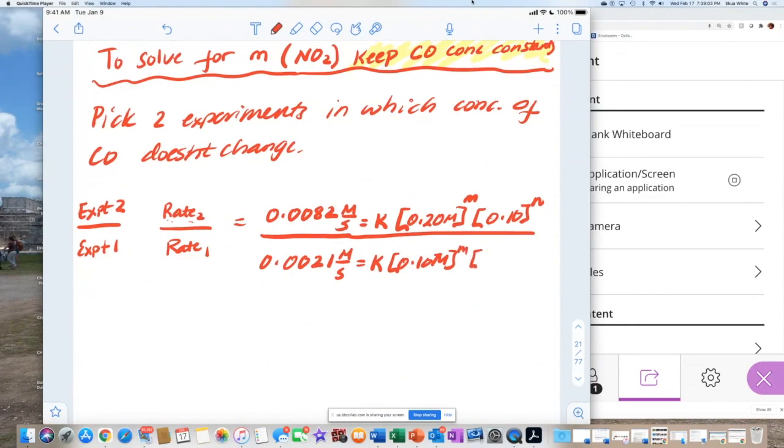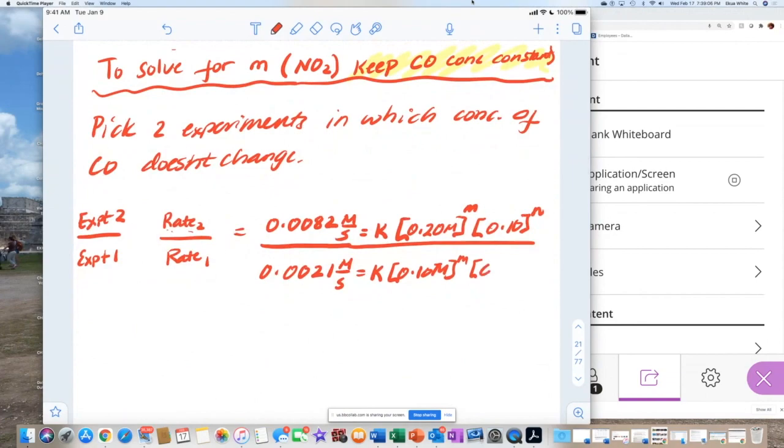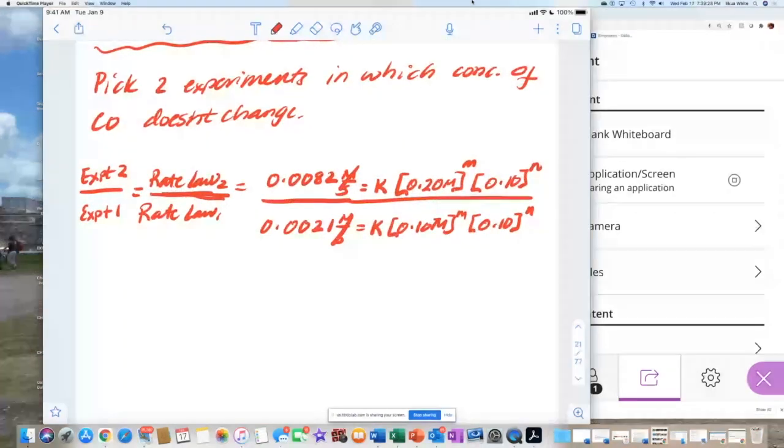This is the same thing, right? For CO, we kept CO constant, so it's going to be the same number, 0.10 raised to the power n. Okay, so we take rate law 2 over rate law 1. That's what I did here. Units cancel out, K's cancel out, this cancels out. Look at how much it makes our math simple, right? Because chemists are like, listen, life is already tough enough. Why should we make our math any more difficult?